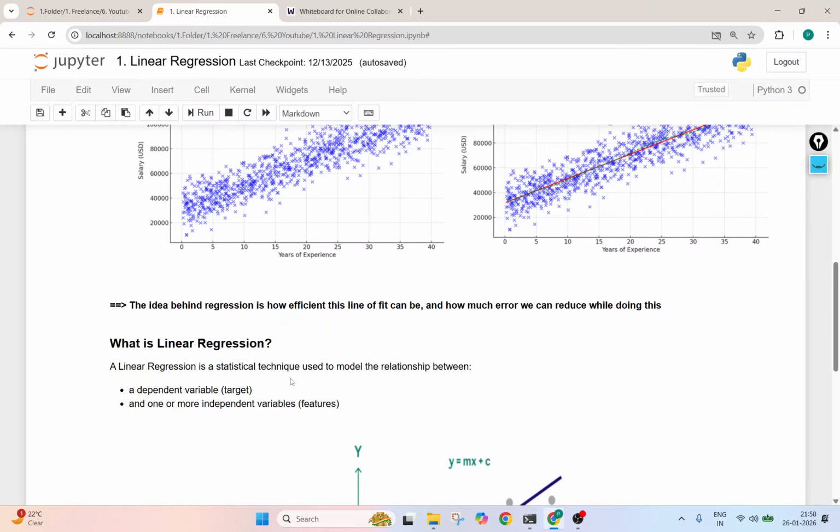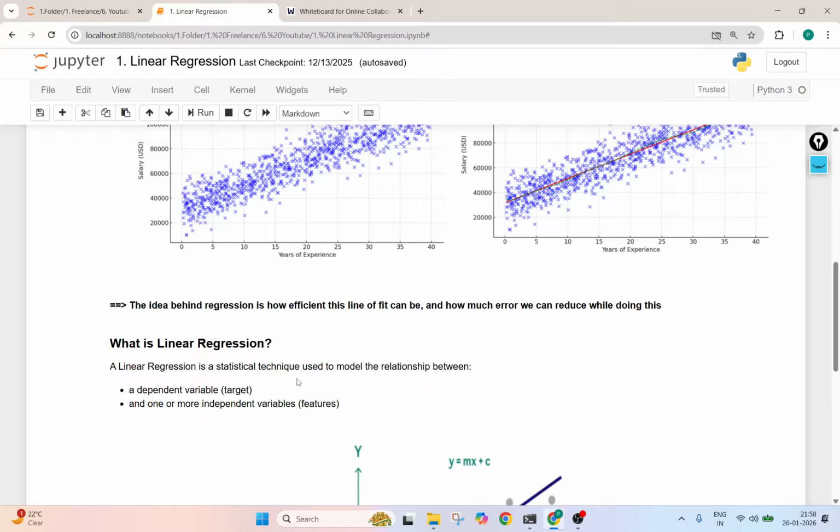A linear regression is a statistical technique used to model the relationship between a dependent variable, that is the target. Here, the salary is the dependent variable. The salary depends on the years of experience. So the target that we want to find is the salary, right? So a linear regression is a statistical technique used to model the relationship between the target, the dependent variable, here salary, and one or more independent variables. Here we only have one independent variable, which is the years of experience.